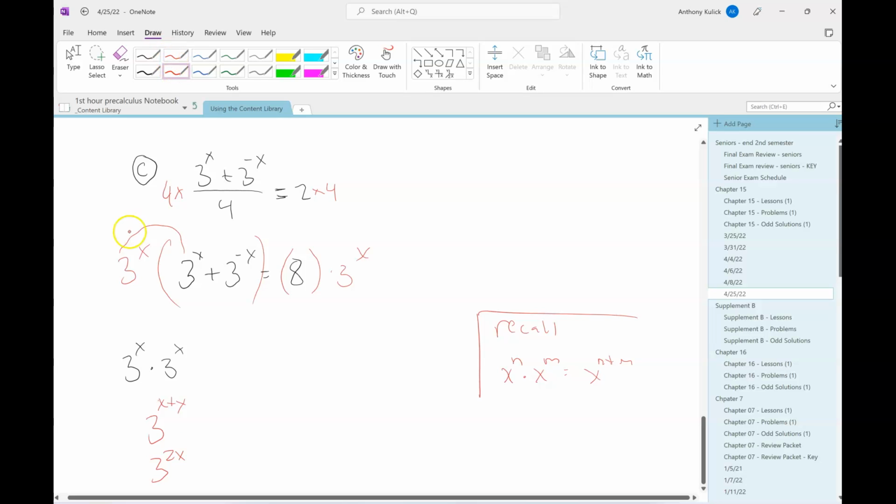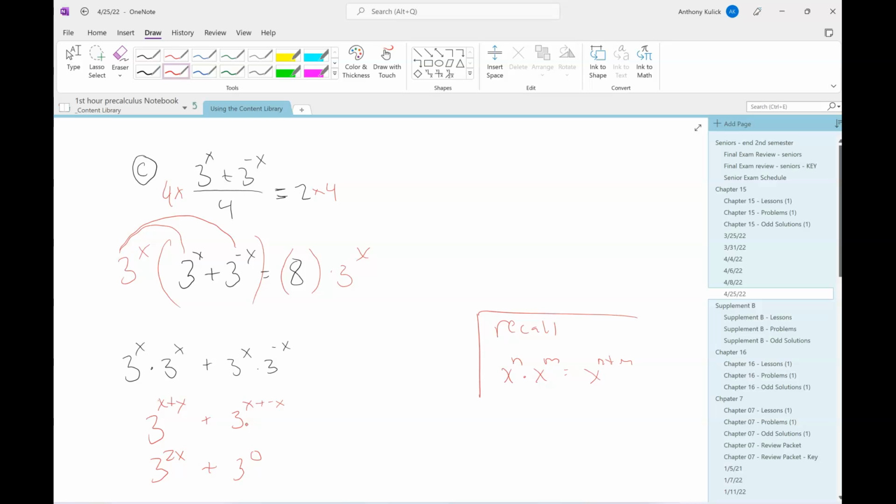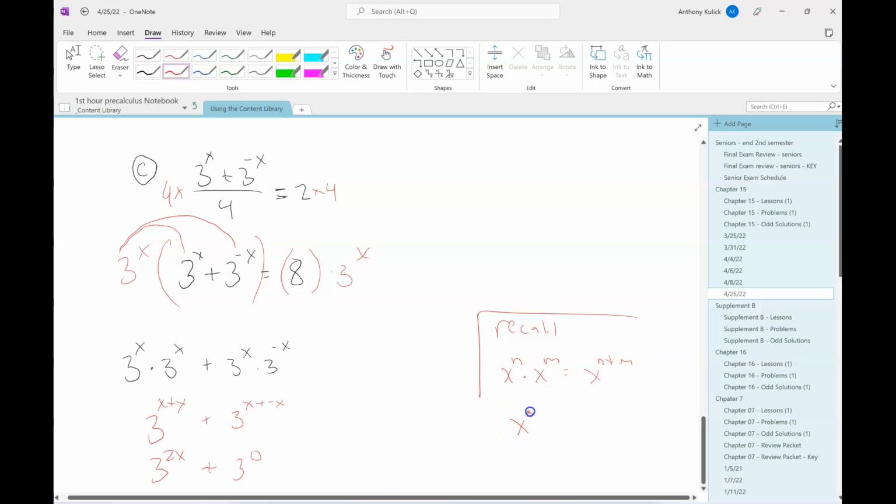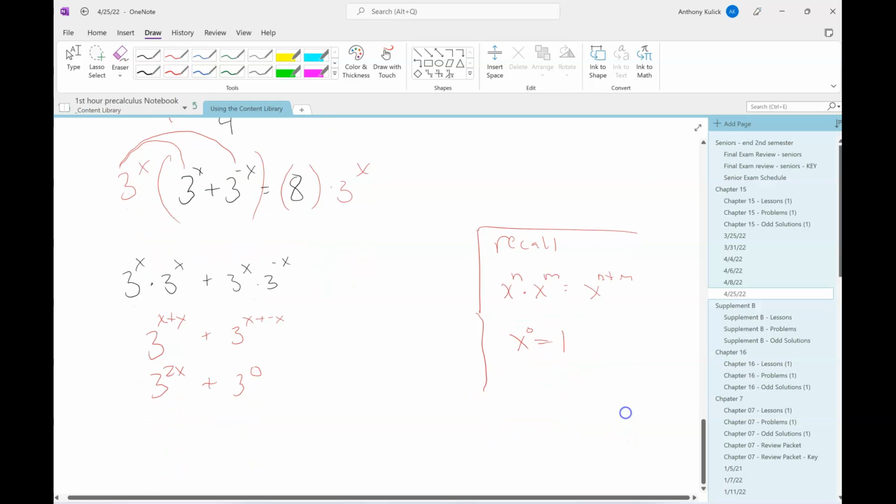That rule look familiar? So I'll do the same thing then, and we're going to multiply 3 to the x now to 3 to the negative x. So that's going to be 3 to the x plus negative x. And what is x plus negative x? Zero, right? What's 3 to the 0 equal to? 1. Remember that any non-zero number to the 0 power is equal to 1.